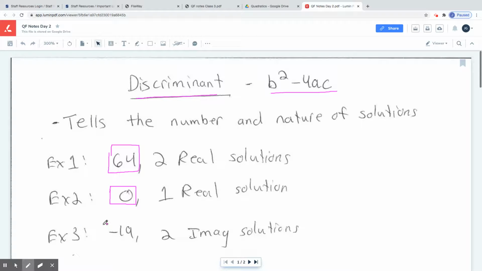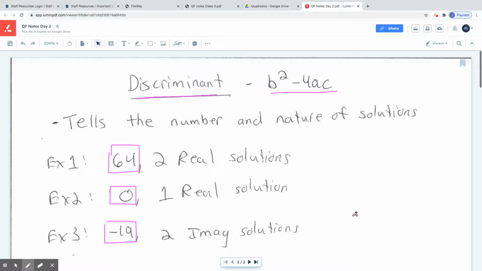And our last one, underneath the radical, we had a -19. We ended up with two solutions, but they were imaginary. These are the three types that you'll have: either two reals, two imaginaries, or one real. We will never, ever have only one imaginary. It has to be two.